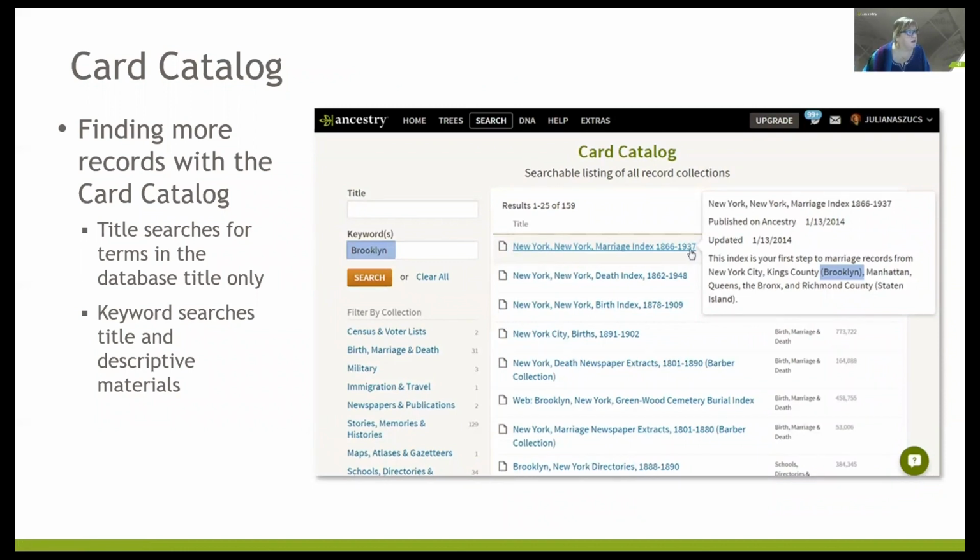If you do a keyword search, you're going to get a broader set of results. You can see here I searched for Brooklyn, and the first results don't have Brooklyn anywhere in the title, but when I hover over it, I can see that Brooklyn is included in this marriage index. Because it's included in the description, the keyword is going to pick it up. So like I said, you're going to get a broader set of results if you use the keyword. If you want to tighten it up, use a title search.